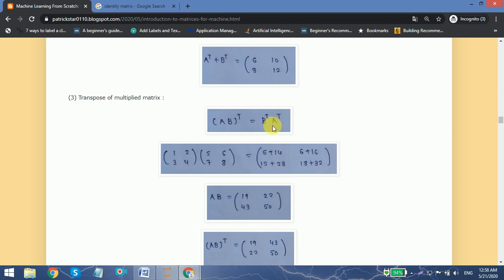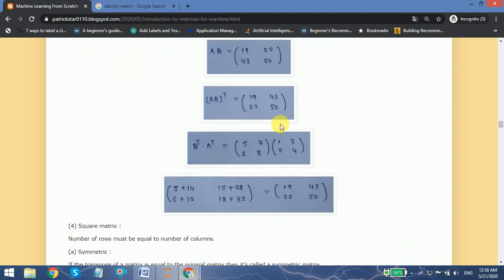Okay, so here is one thing to keep in mind: while transposing a matrix which has a multiplication operation in it, we have to reverse the order of multiplication. Okay, so moving ahead.